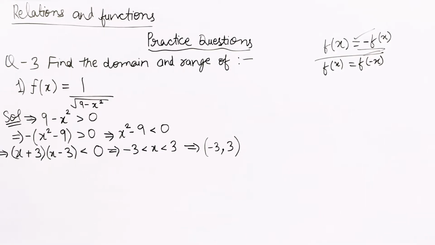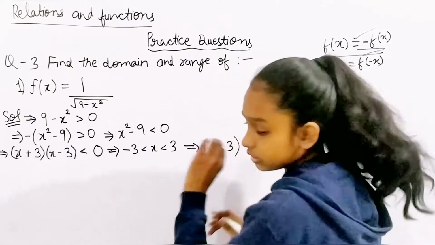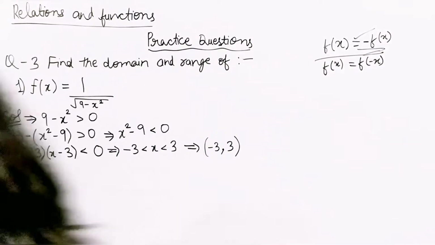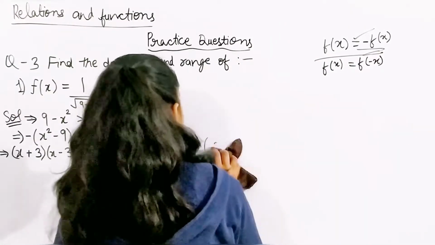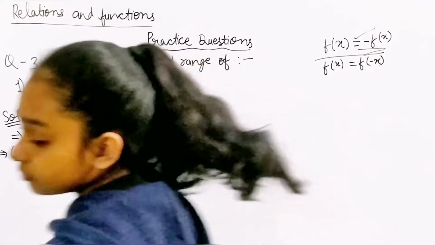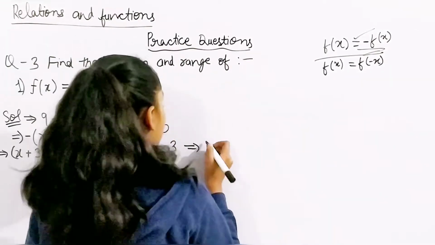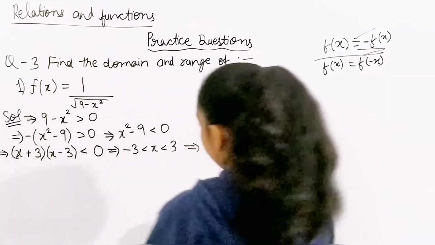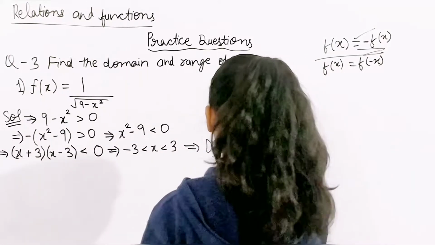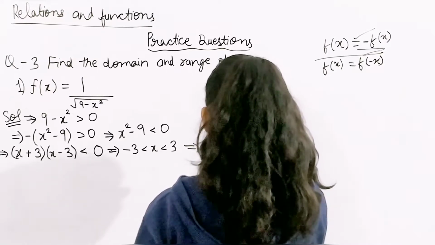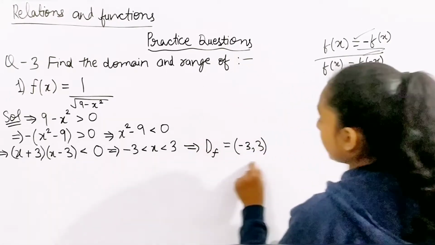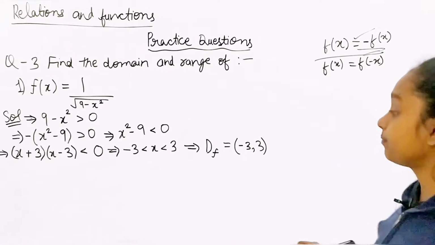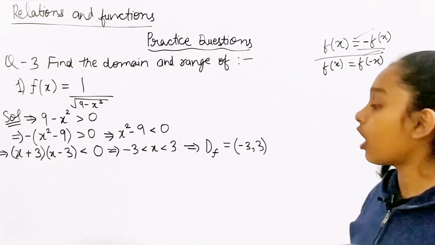Got it? So what I will write is, let me just write the domain also. This is going to be the domain. So the domain of this f, the function we're having, is going to be negative 3, comma 3. Okay?